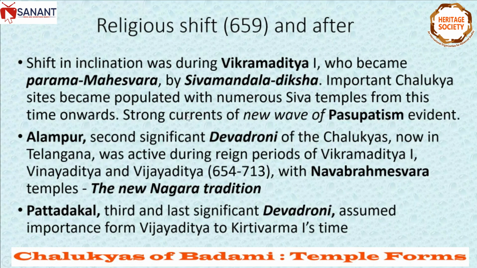Okay. That is a very important thing for us, because they chose certain sites like Alampur in modern Telangana, which was the second Devadroni of the Chalukyas, situated on the bank of the Tungabhadra river. And you will notice that in the reigns of Vikramaditya I, Vinayaditya and Vijayaditya, that is between 654 and 713, a large number of temples have been built here, most of them royal temples. Okay. And the most famous of them are called Navabrahmeshwara temples.